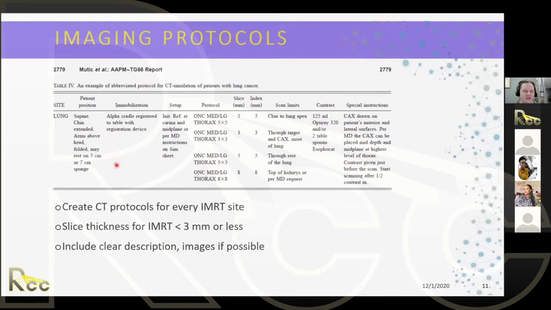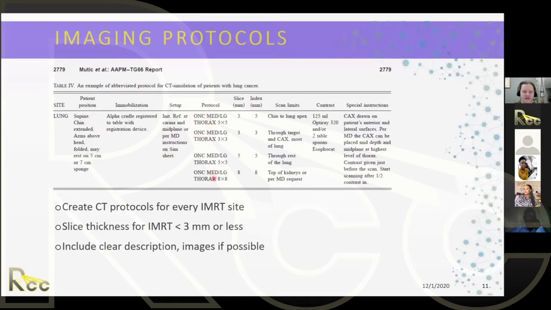And often your CT software allows you to put these protocols in. So over time here in my center, we've created CT protocols for every IMRT site. So for example, here you have a lung, and then our patient SIM card says, okay, we're doing supine, we're extending the chin, the arms are above the head. We can take the 5 or 7 cm sponge, that's a padding. We're immobilizing with an Alpha Cradle. The initial reference setup point should be at the carina and midplane, or per MD instructions if it's different.